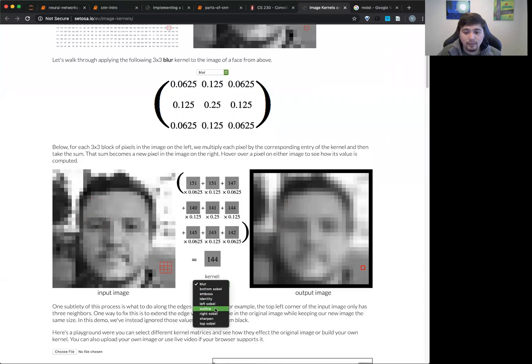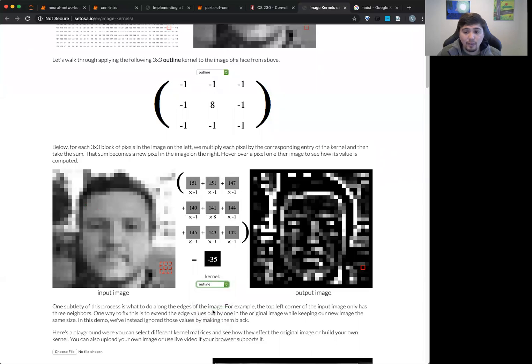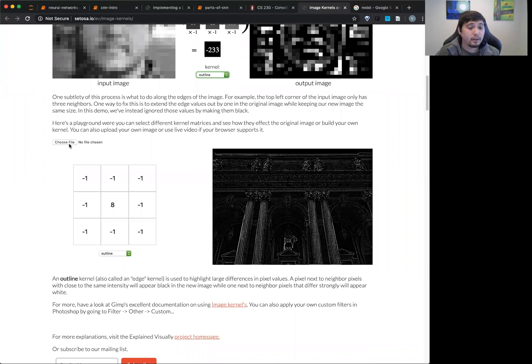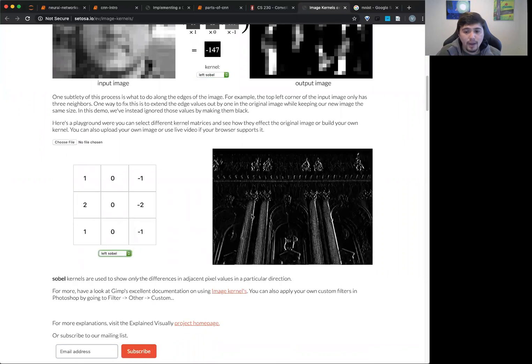Same thing you can do for, let's say, an outline. You can see here, it's only doing -1, -1, -1, except for 8 in the middle. And this creates the outline. So basically you have a stack of all these different filters made by the kernel on the same image. And that's how your overall result is. It's kind of cool because this one you can actually pick your own file and upload it onto here. But you can see really quickly what happens to the overall look.